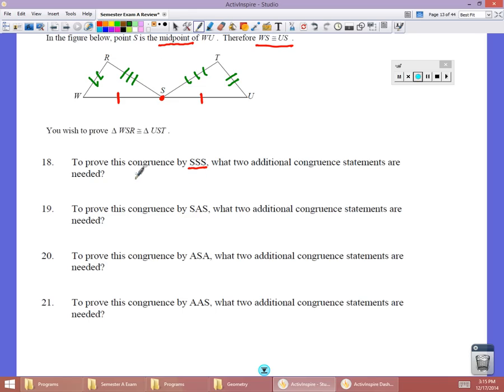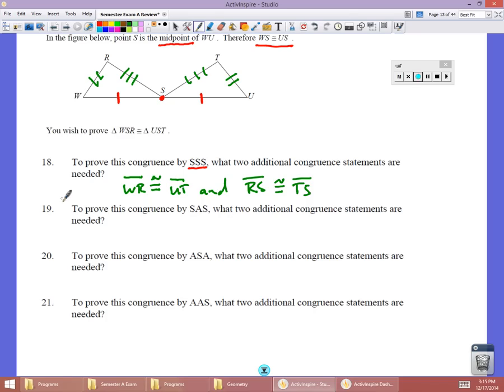So let's write that down. In order to prove this, we need to know that WR is congruent to UT, and we need to know that RS is congruent to TS.